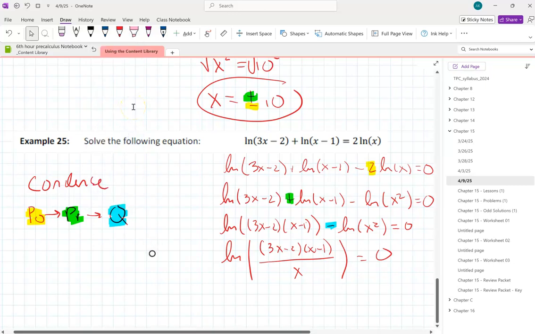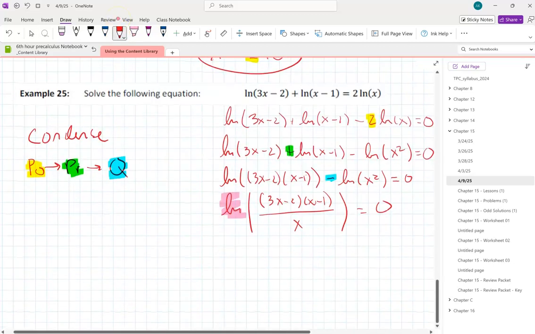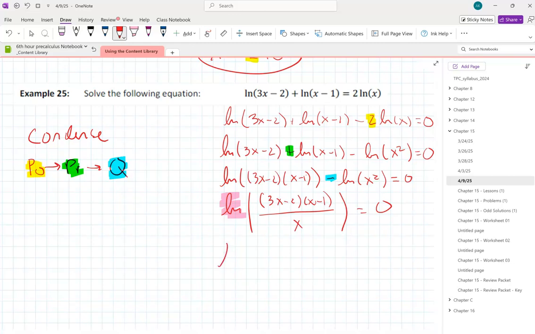Everybody feel good so far? So we've got this condensed into a single logarithm. So now we're ready to cancel out our logarithm. What cancels out a logarithm? An exponent base. So let's look at the base of the logarithm. Oh no, no base is written here. It says ln. What is the base for ln? Yes, that means log base e.